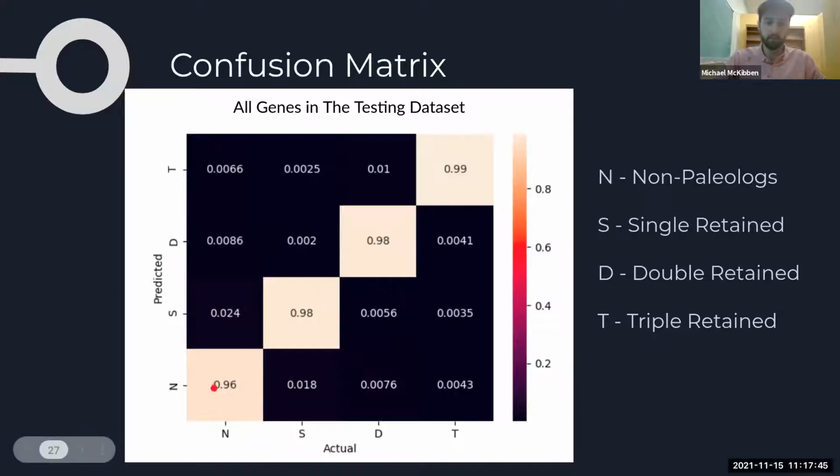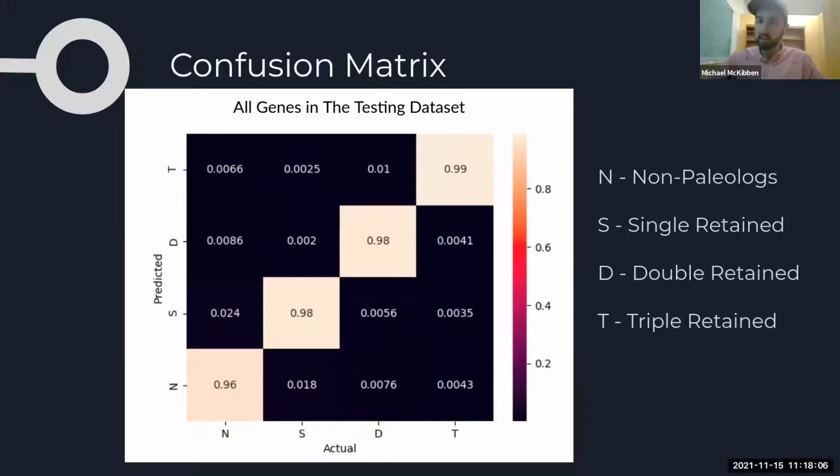So for example, for the non-paleologs, 96% of them were accurately identified by Frackify, about 2% were misidentified as single retained genes, and so on. And as you can see across the multiple classes of paleologs, Frackify maintained above a 96% accuracy.